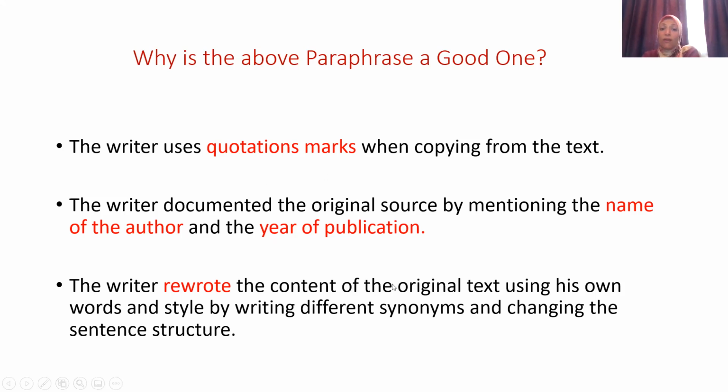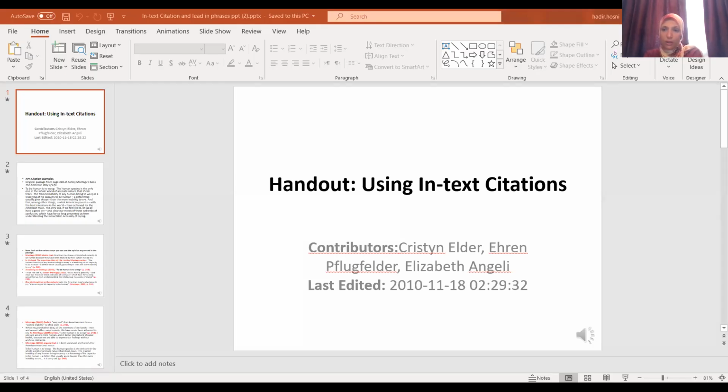Finally, the writer rewrote the content of the original text using their own words and style. How is this? They use different synonyms and different sentence structure. Okay? So that's all for recapping on paraphrasing. I hope you really benefit from this brief summary on paraphrasing. Let's now recap. We will share another screen and let's recap on in-text citation and lead-in phrases, because when you do your summary assignment, it's very important that you recap on both.